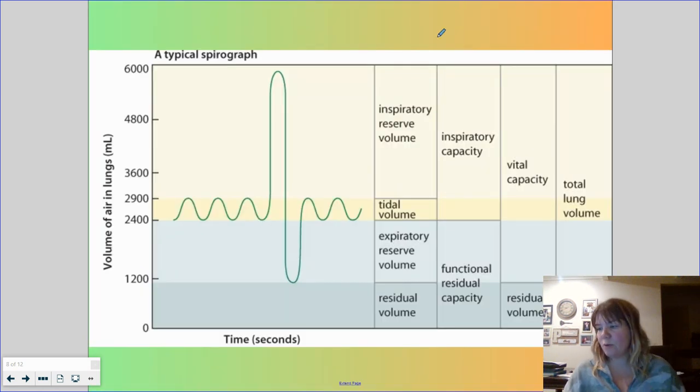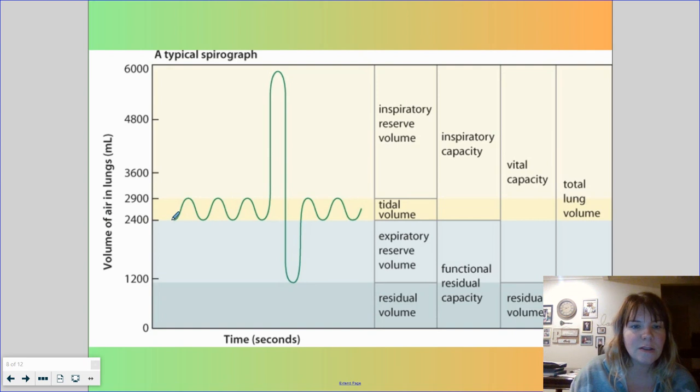So this is the graph that goes along with it. We're just going to label parts of it. I will use different colors so you can see. Essentially, this little piece right here is your tidal volume. These little bumps right here are also your tidal volume. You can see that right here, tidal volume.